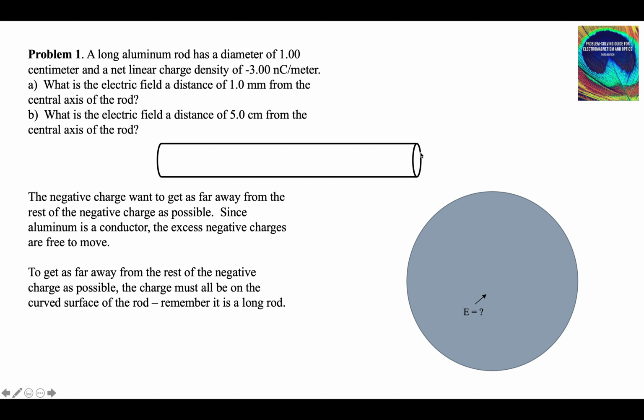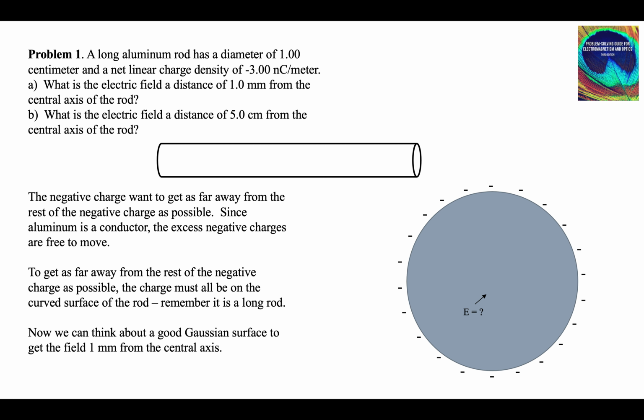So imagine this rod 1 centimeter in diameter, 2 meters long. If it's 2 meters long, it has a net charge of -6 nanocoulombs. And the ends are a very small fraction of the total area. Most of the area is on the curved surface, so most of the charge is going to be on the curved surface. So let's put it on the curved surface. There it is. Uniformly distributed, as far away from each other as possible.